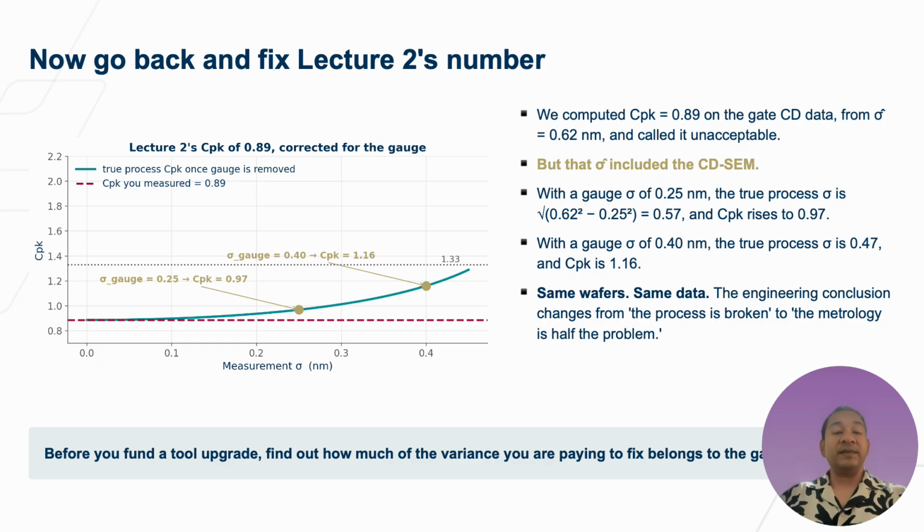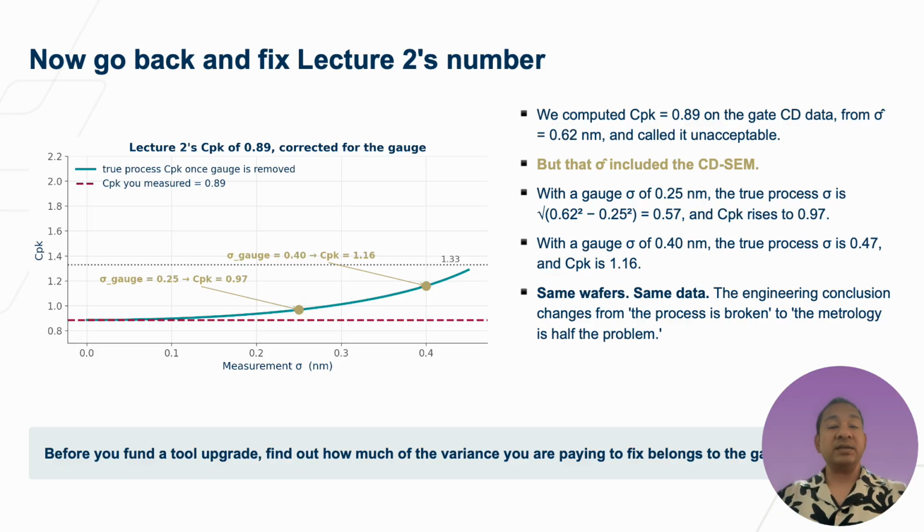Now let's go back and fix a number. Last class we computed the Cpk of 0.89 on gate CD data from a sigma hat of 0.62 nanometers, and I told you 0.89 was not acceptable. But that sigma hat came from a control chart built on CDSEM measurement. It included the gauge.